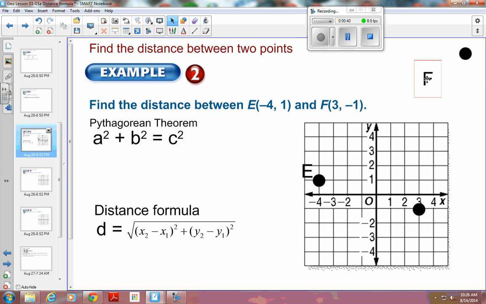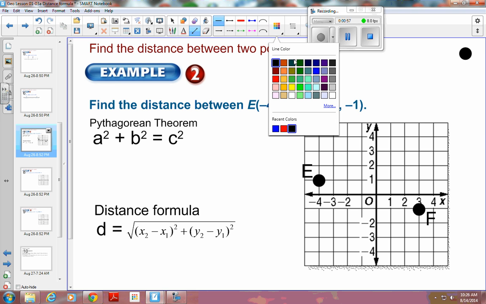Oops. There we go. There's point F. Okay, so those are the 2 points that I want to find the distance between. Using Pythagorean theorem, hopefully you remember Pythagorean theorem from previous years. Let me grab, let's go with a green line.